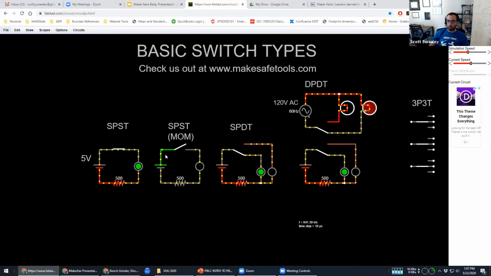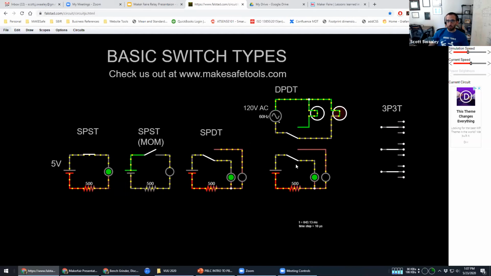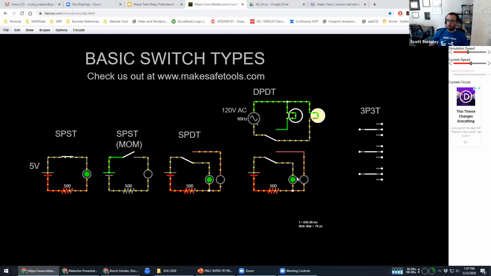And then you can cascade this kind of terminology all the way up to where you have now a DPDT, double pole, double throw. And these are the kind of terms you would use for shopping, whether you're shopping on Amazon or an electronic supply. And so as you're shopping for switches, this one would have two poles, right?